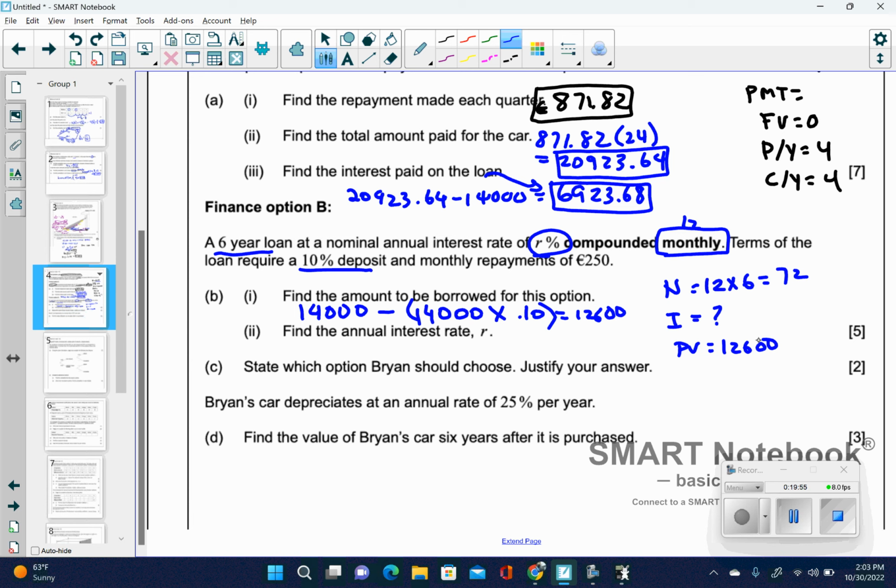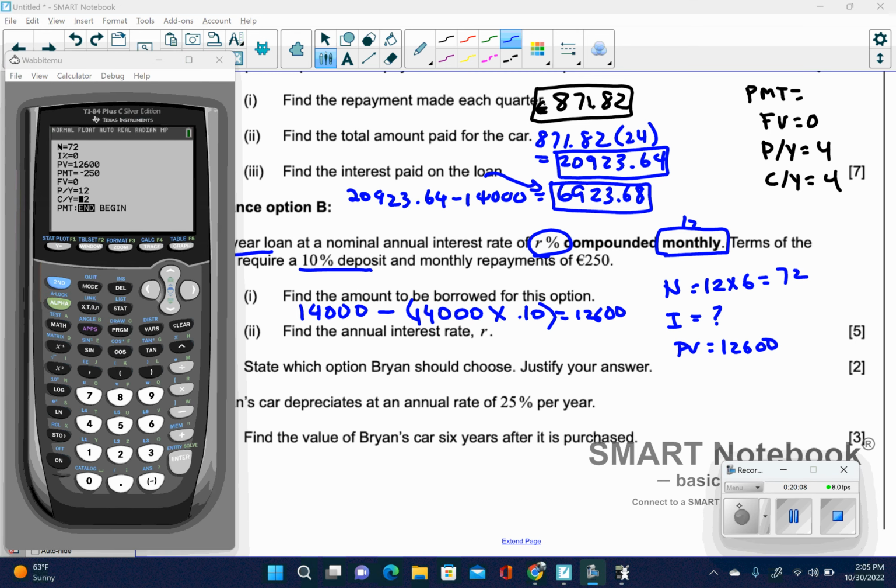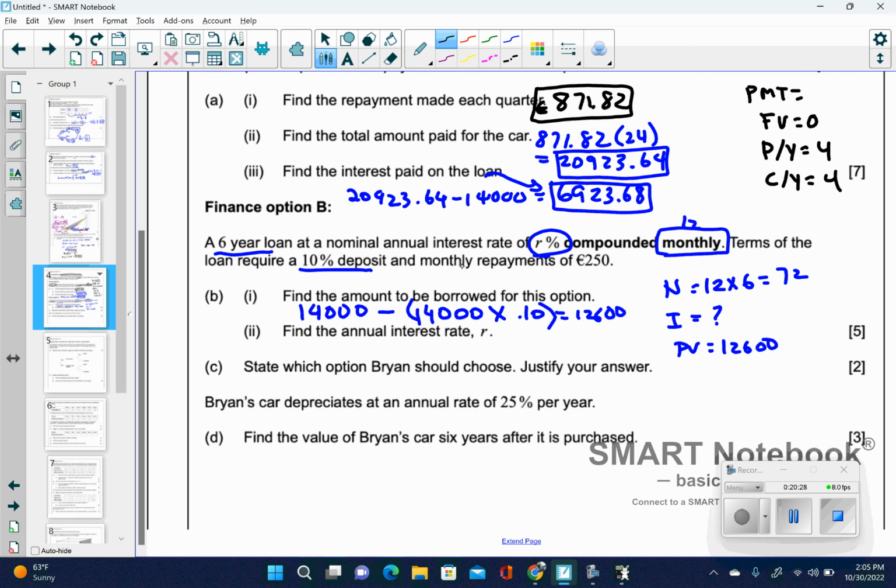So now it says find the annual percentage rate, right? So find the annual rate. So what you do for that one right there, let me just go ahead and pause this real quick. All right. So the reason why I paused it is because I wanted to plug it into the calculator. So our N is 72. Our interest rate is what we're looking for. Our present value is, we're taking out the loan for 12,600, so we are getting that amount. So find the interest rate is what we're looking for. But we do know that there are monthly payments of 250.